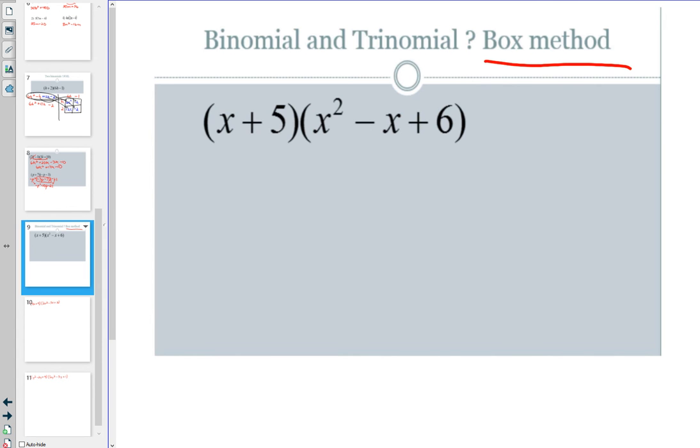Why 6? 2 times 3. Good. 2 terms times 3 terms is 6 terms. So first, let's use the foiling slash distributing method, which is first term in the first parentheses is x, and let's exhaust the x. Let's multiply it times every term in the other parentheses. X times x squared is x to the third. X times negative x is negative x squared. X times 6 is plus 6x.